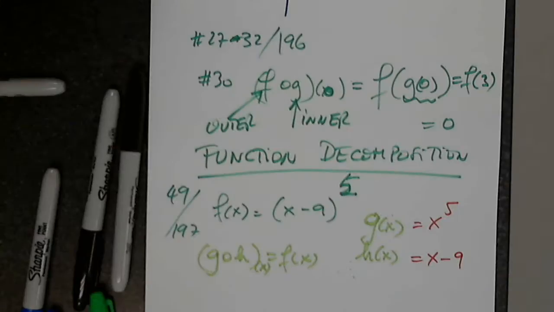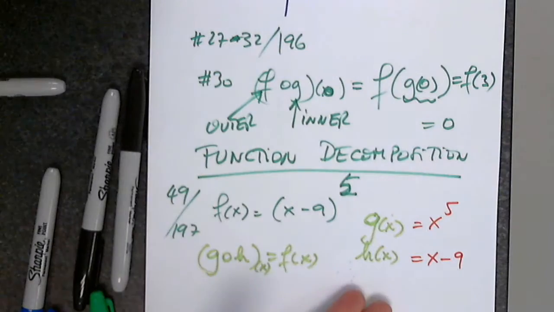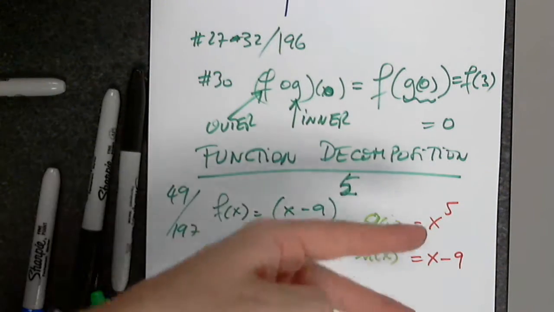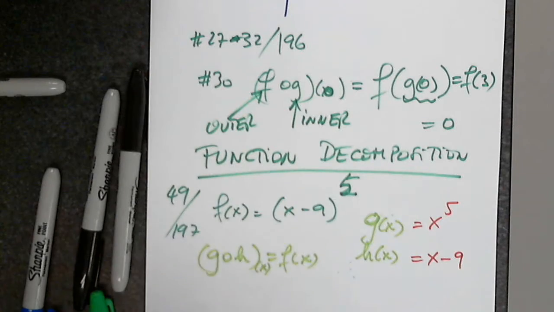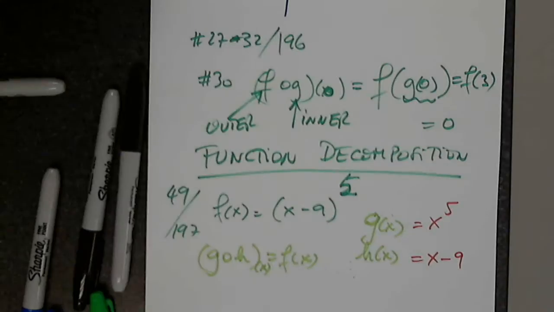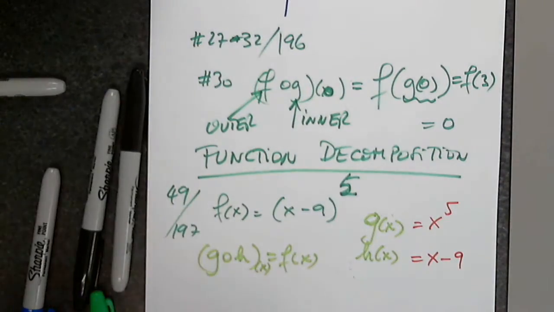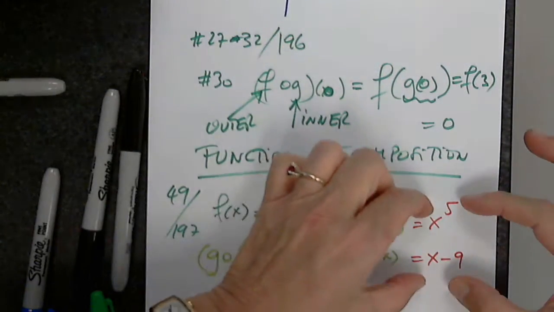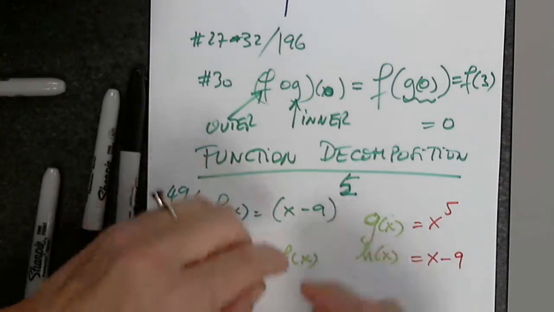I guarantee you now that if you create the function composition g of h, given these two functions, you will get x minus 9 to the 5th power. That's it. And remember, we did not use addition, subtraction, multiplication, or division. No, no, no. We used function composition. So we composed these two functions into this.